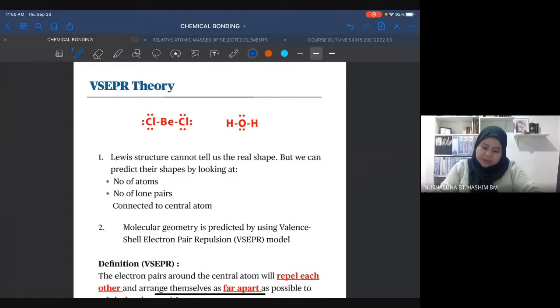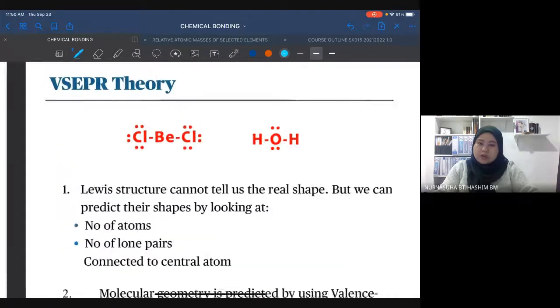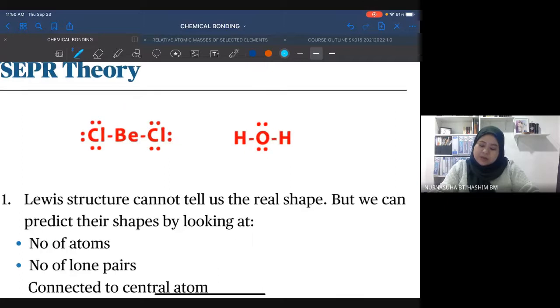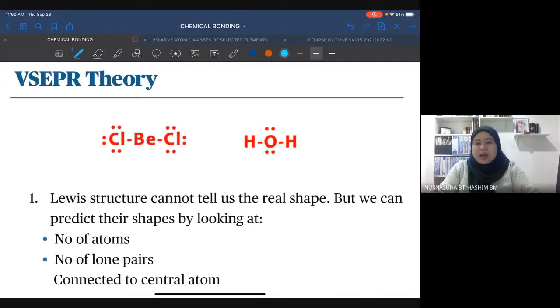What is VSEPR theory? Before we move on to VSEPR theory, let's look at two examples first. This is the Lewis structure for beryllium chloride and also water. From these Lewis structures, you cannot tell what their actual shape is, because they look the same. But in reality, beryllium chloride is a linear molecule. Linear means a straight line. Water is bent.